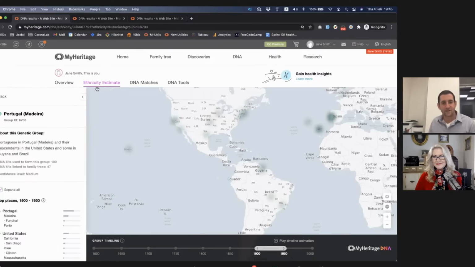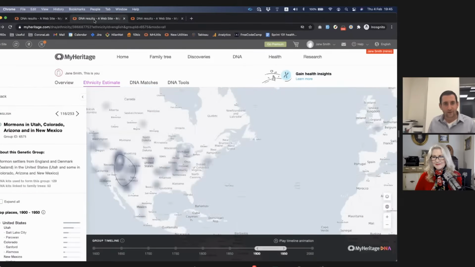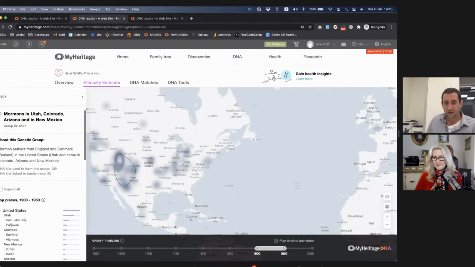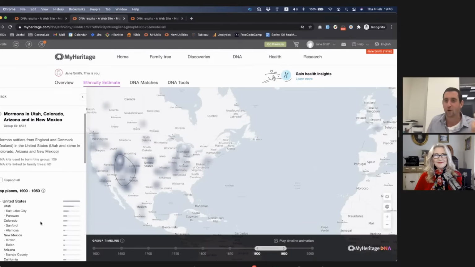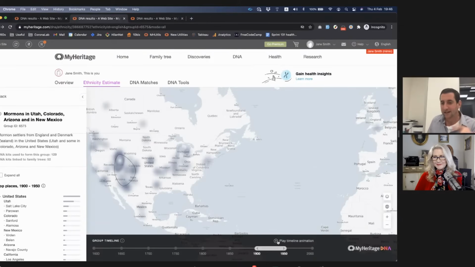Let's look at another example. This one I like. This is the story of the Mormons in Utah, Colorado, Arizona, and New Mexico. And we're starting again with 1900 to 1950. You can see the places where most of them lived during that time period. So that's the United States in 1900 to 1950. That's the strongest. Most of them have already moved to the United States. But let's play the timeline animation and see how the story started.